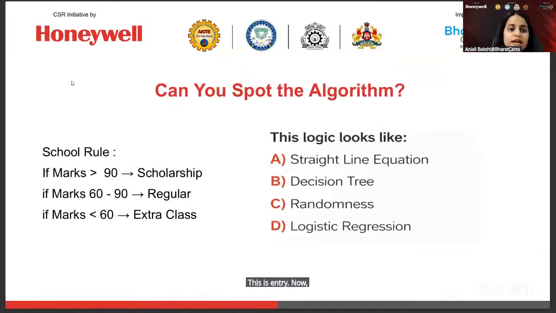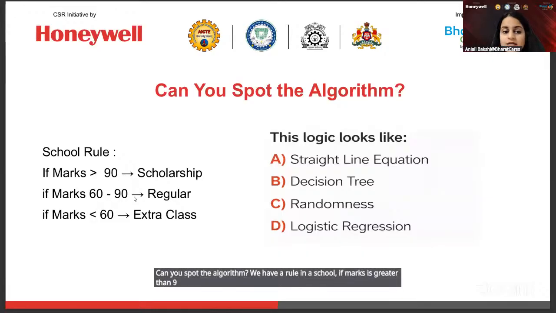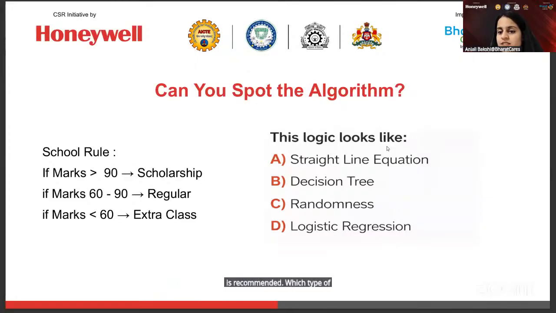Now, the next we have is, can you spot the algorithm? We have a rule in a school. If marks is greater than 90, scholarship. If marks is between 60 to 90, regular. Or if marks is less than 60, extra class is recommended. Which type of algorithm is this?